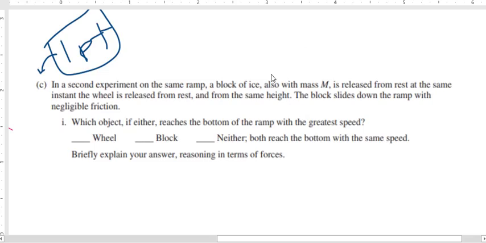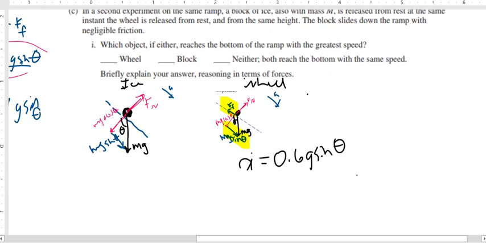Well, I think I'll draw a free body diagram for that. Okay, I just copied the wheel's free body diagram, and the acceleration equals 0.6 g sine theta from the previous part. You could just draw an arrow or say, look at that other part. I just did this because it makes it easier for the video.